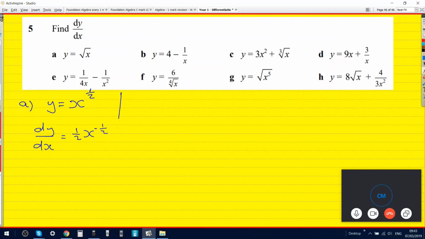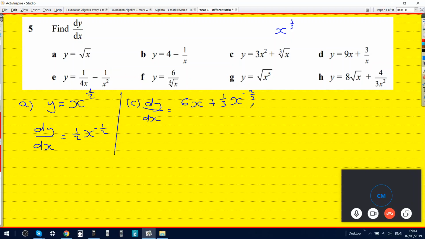How about C? 6x plus 1/3 plus 1/3 x to the power of minus 2/3. Yeah.